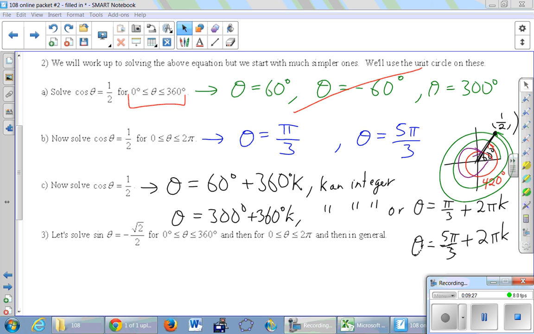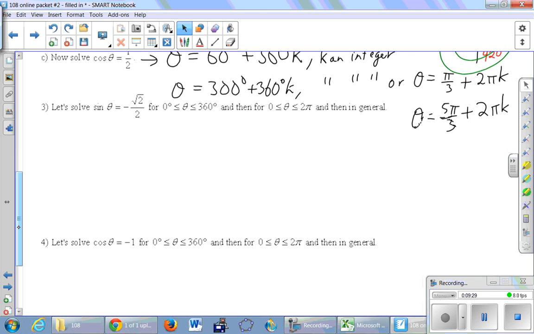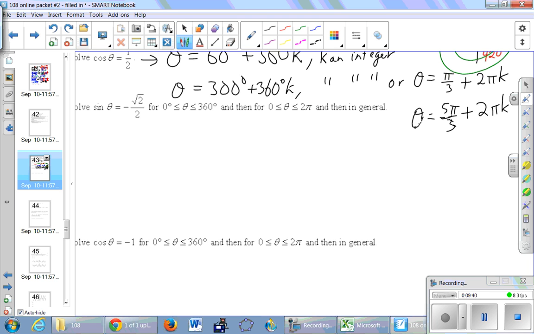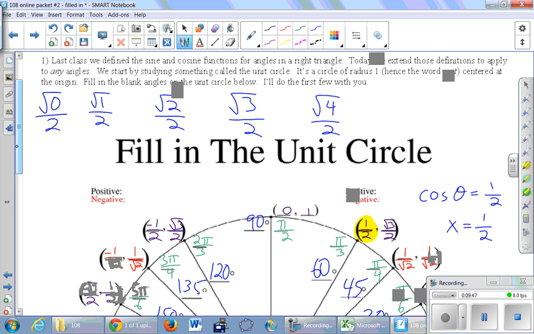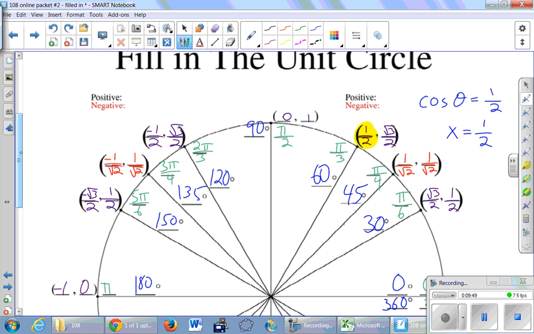Moving on to 3, let's solve sine theta equals negative root 2 over 2 for theta between 0 and 360, and then for theta between 0 and 2 pi, and then in general. Okay, so we want sine theta to be negative root 2 over 2, so we'll go back to our unit circle to help us. Okay, so we'll get rid of what we had before, and then we'll write the new equation. So sine theta is negative root 2 over 2.